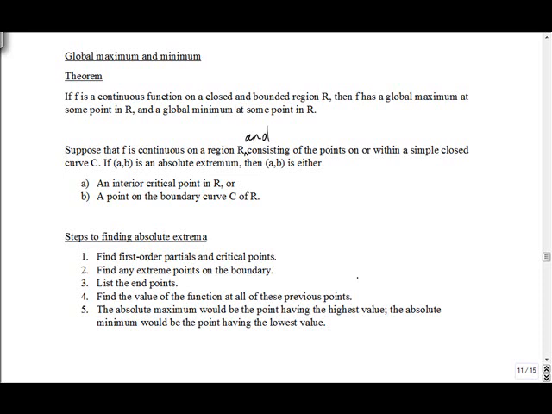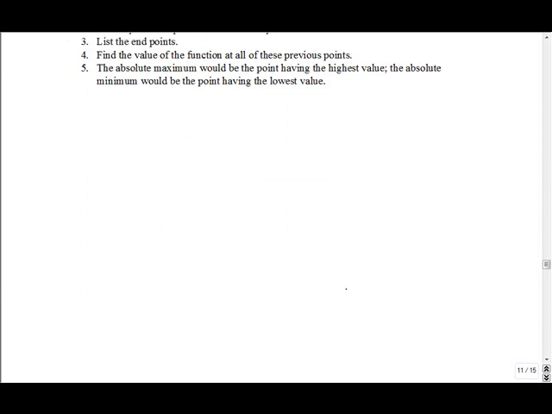So these are the steps to finding the absolute extrema. Find the first order partials and the critical points. Find the extreme points on the boundary. List the endpoints. Find the value of the function at all of these points. The highest value is the absolute max. The lowest value is the absolute min. Okay, the best way to understand that is to do examples. So we have a few that we can do.